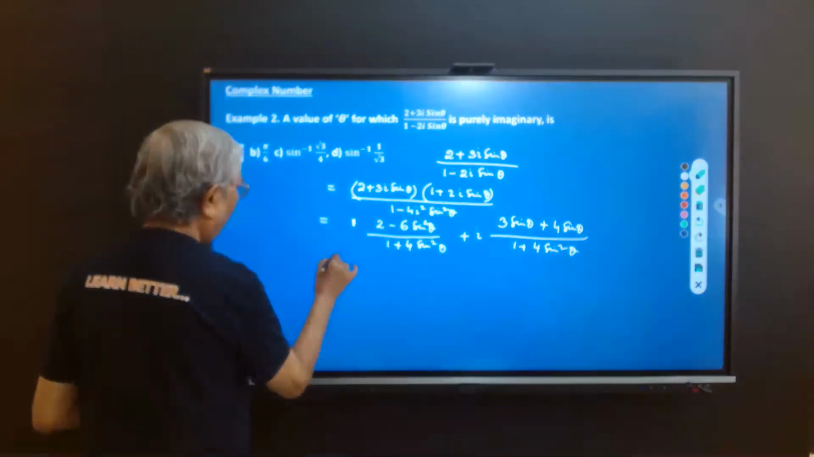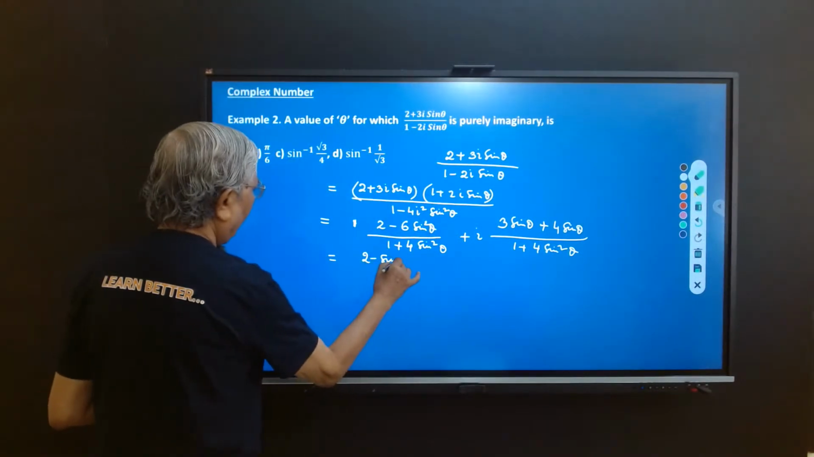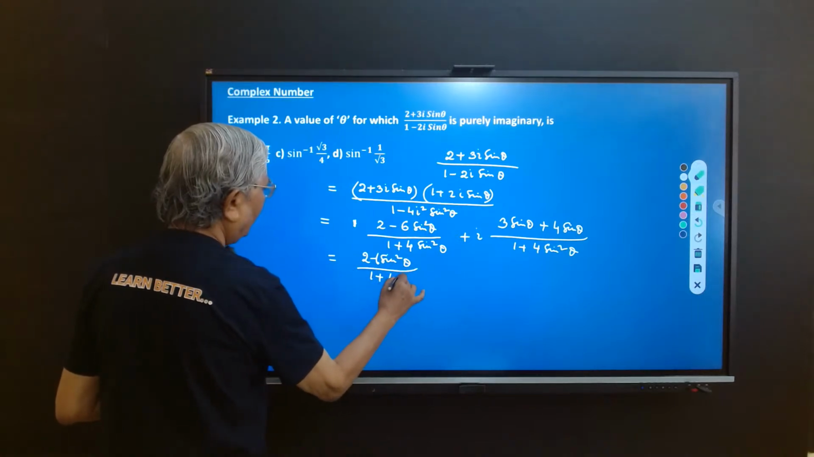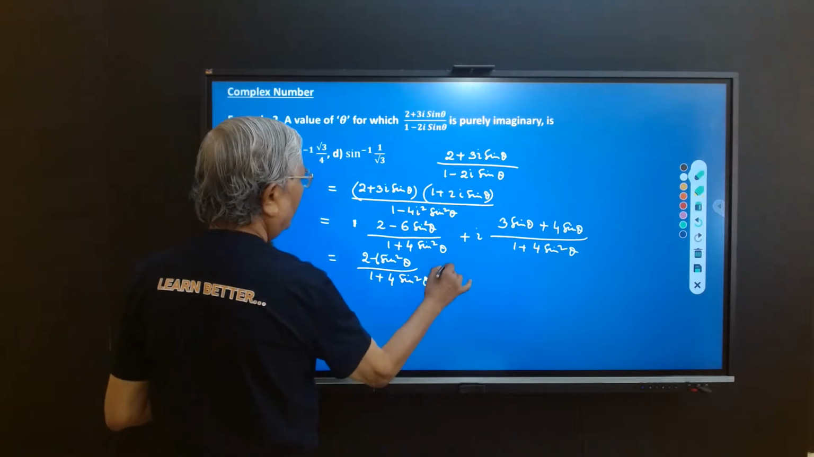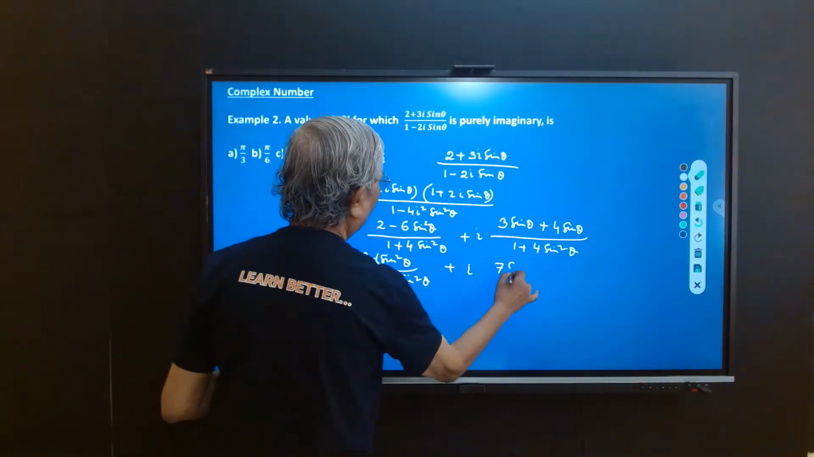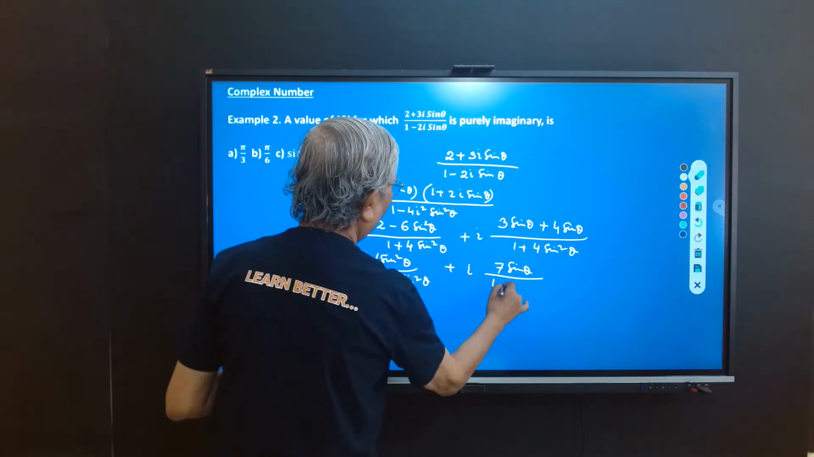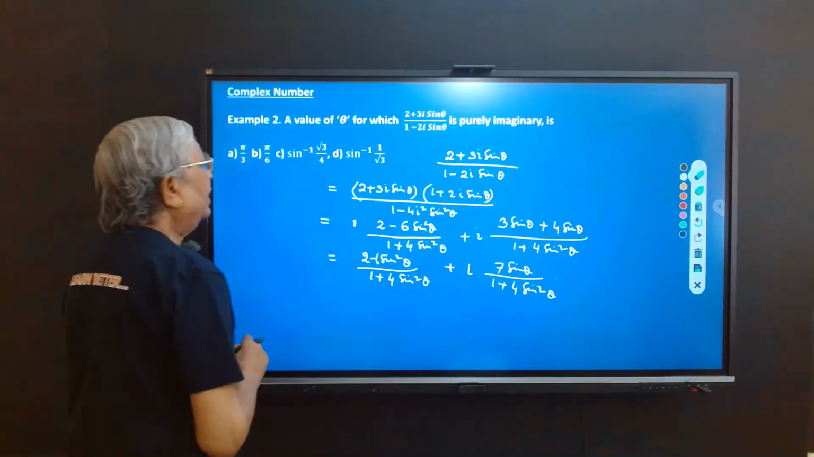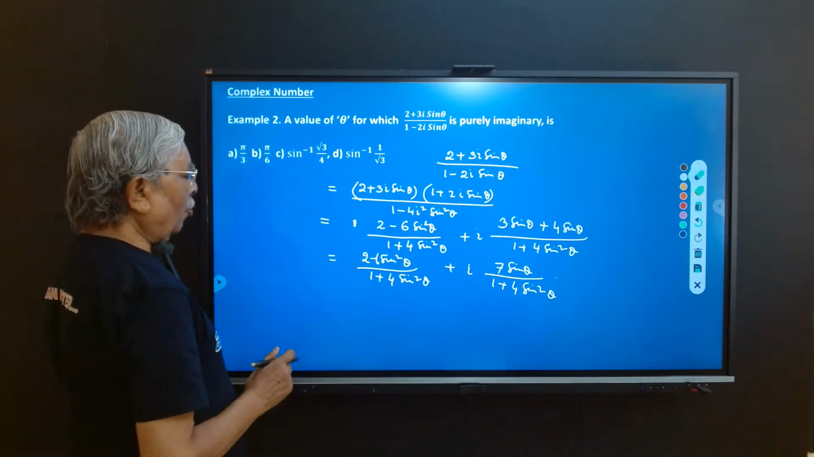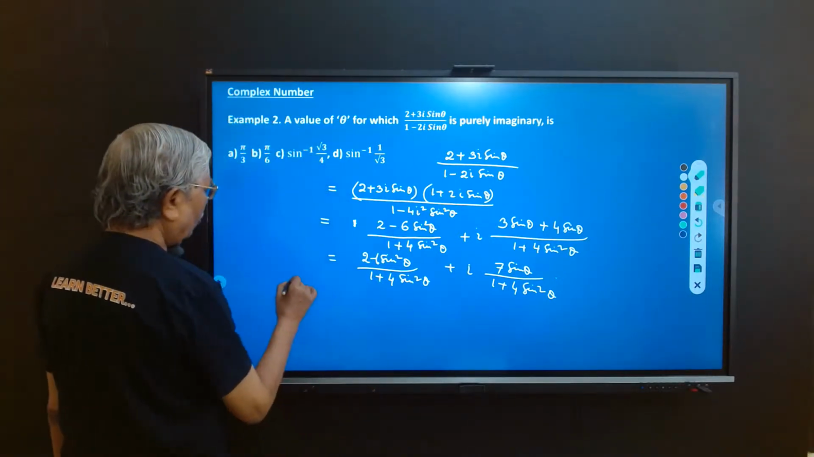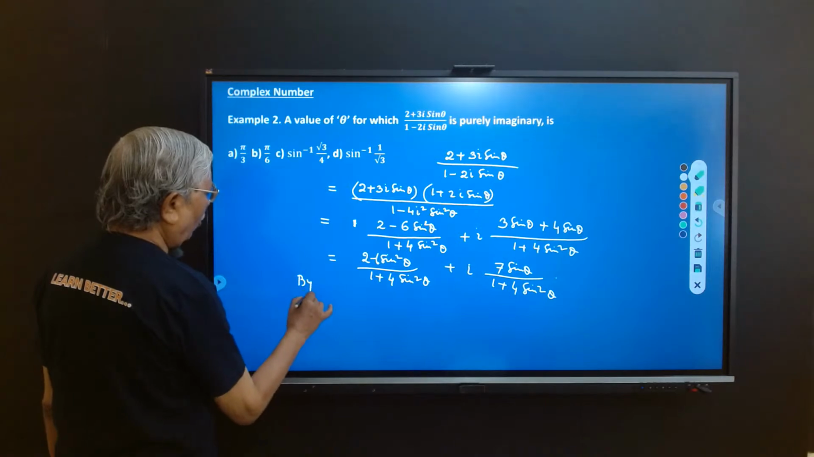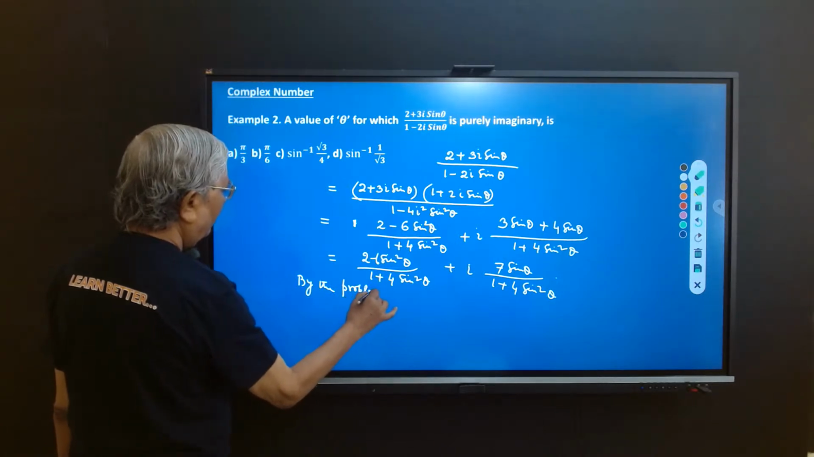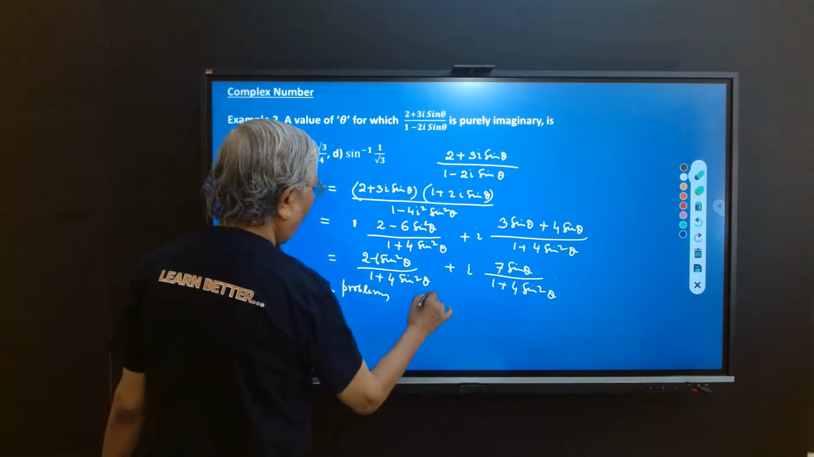So the complete form is (2 minus 6 sin square theta) by (1 plus 4 sin square theta) plus i (7 sin theta) by (1 plus 4 sin square theta). This is in the form a plus ib. What is given? Purely imaginary. Just now I told you, if it is purely imaginary, the real part must be 0.